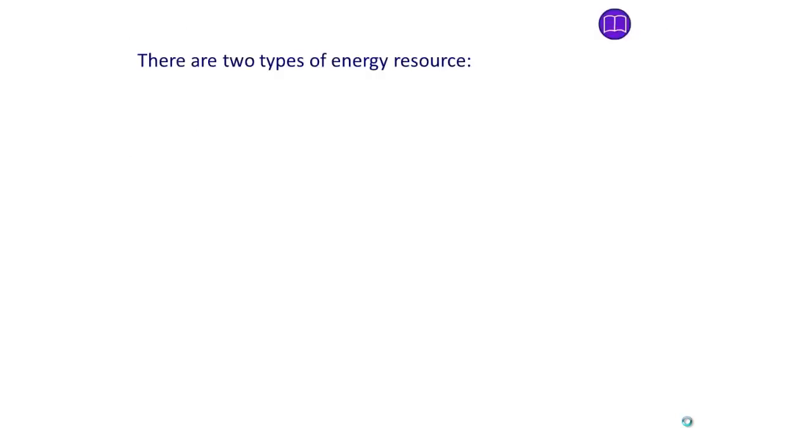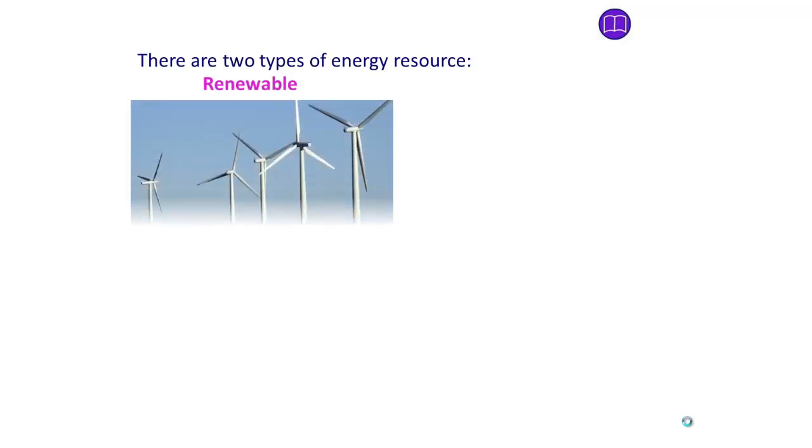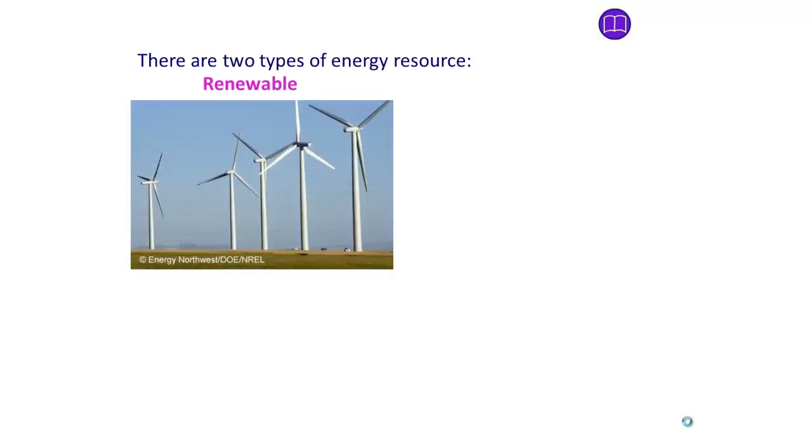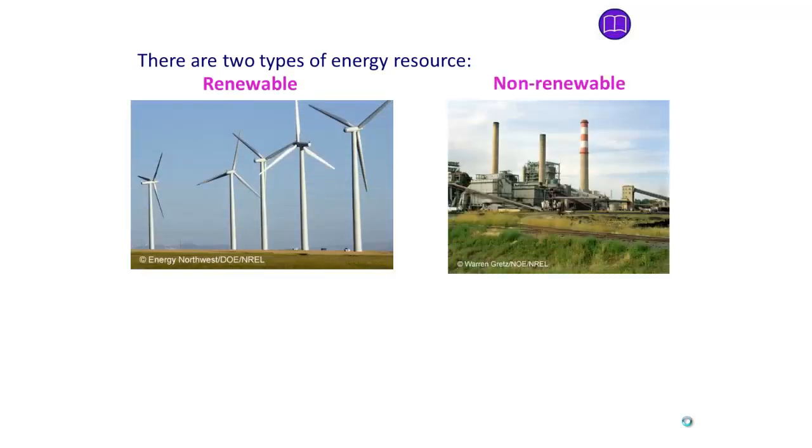So we have to first of all see what are the two types of energy resource. Renewable and non-renewable. Renewable is good, non-renewable is bad. Okay, that's a bit of a simplification, but this is basically the way we see these two forms of energy sources at the moment.